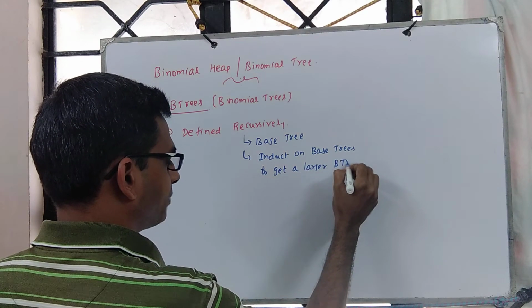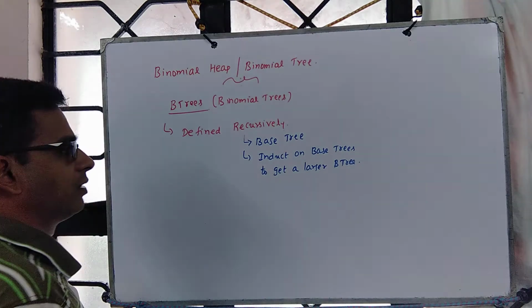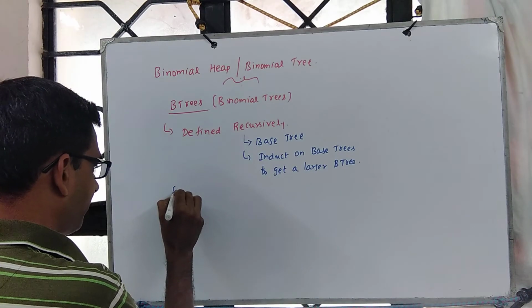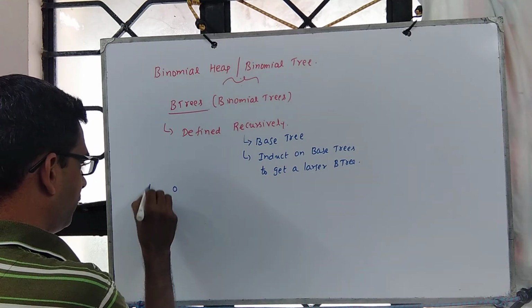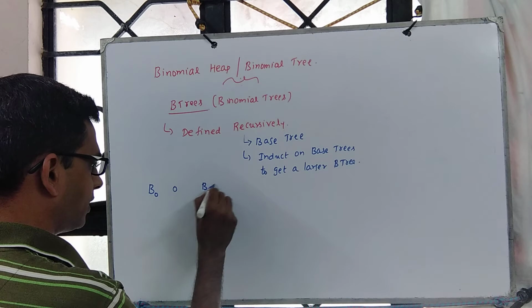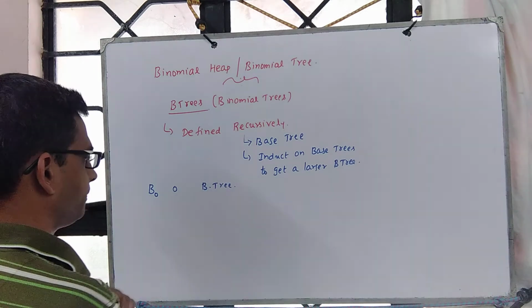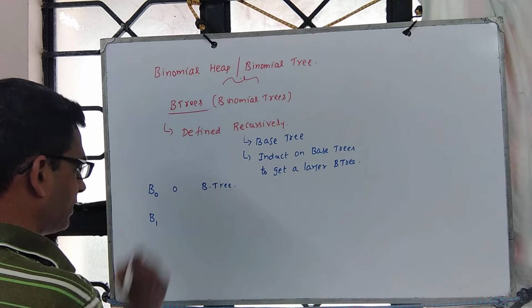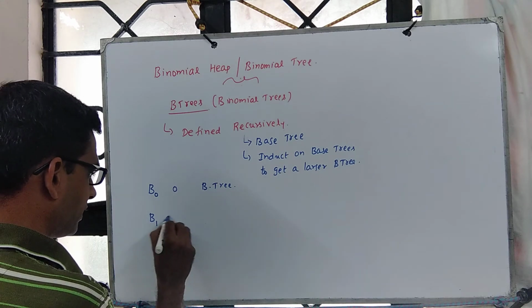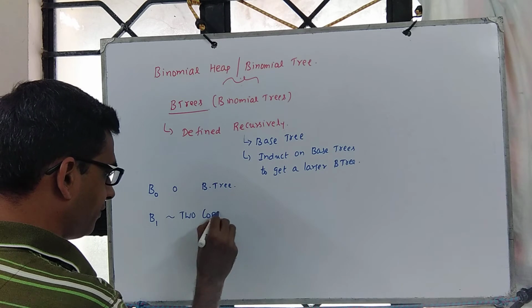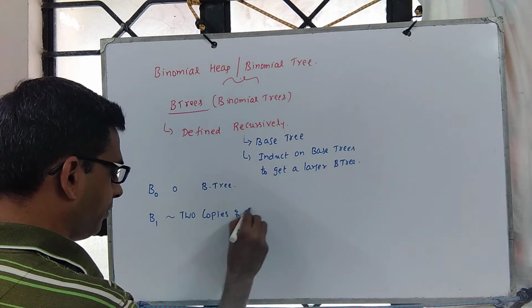When I say B tree, it is binomial tree over here. So meaning a single node is a B tree, which we denote using the notation B naught. So this one is an example of a B tree. Then how do we construct B1? B1 is constructed using two copies of B naught.